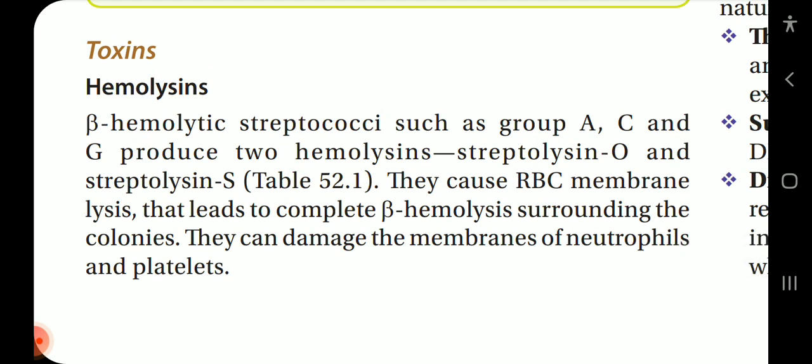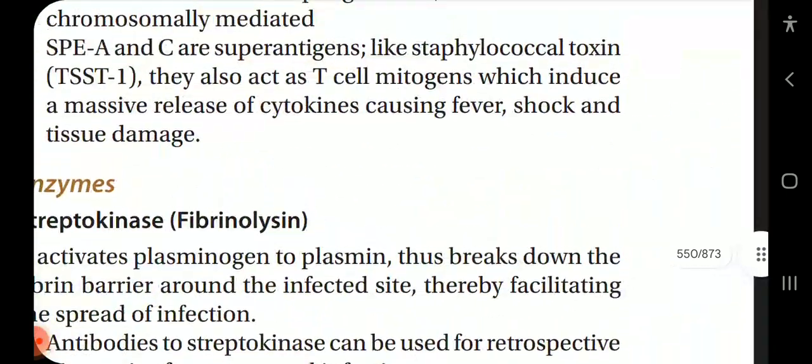The toxins. Hemolysin. Beta hemolytic streptococci such as group A, C, and G produce two hemolysins, streptolysin O and streptolysin S. They cause RBC membrane lysis that leads to complete beta hemolysis surrounding the colonies. They can damage the membrane of neutrophils and platelets.